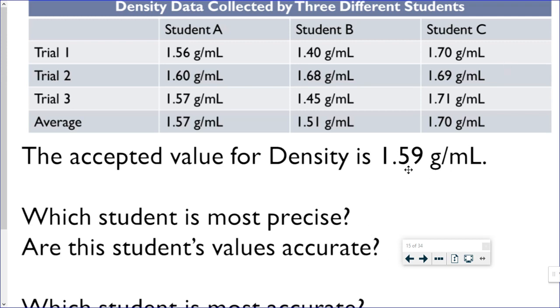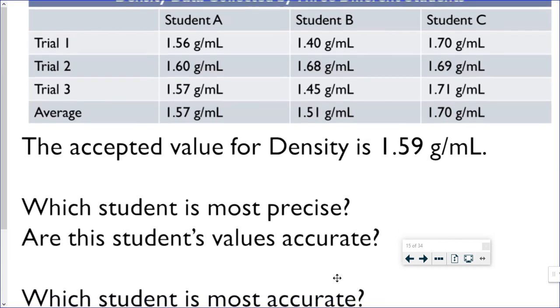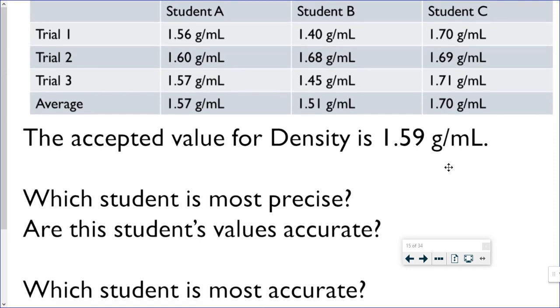But this is the accepted value. That was not a very accurate value to come up with, considering that this is where you're supposed to be. So if we were looking to see which student was the most accurate, stating that student A was the most accurate would be correct. Even though they're not quite as precise, their values aren't spot on like they were here, very close together. They're not spot on, but they are close to the value that they were supposed to have. So this student, you would want to use their data because it's much closer to the accepted value.